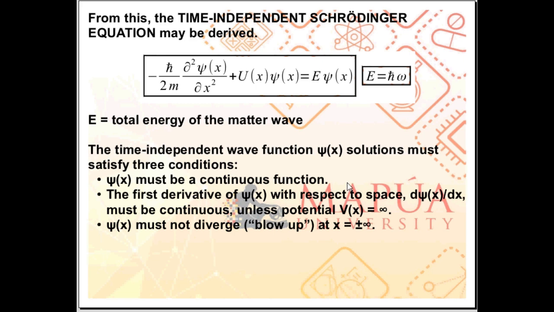The first derivative of psi with respect to space, that is with respect to x, must also be continuous unless the potential U of that region is infinite. And small psi must not diverge when x goes to infinity, either positive infinity or negative infinity.